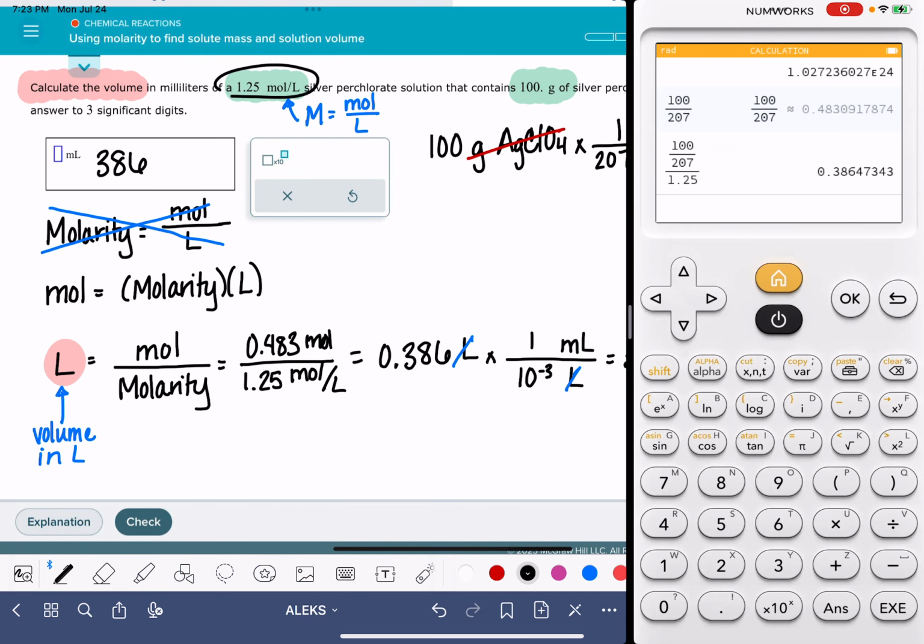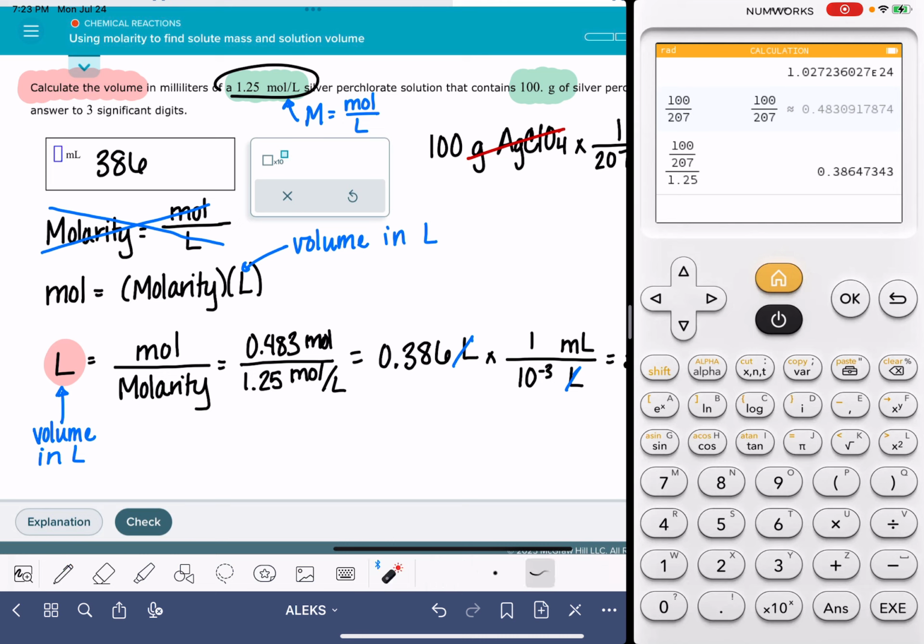Now for the other version of the problem, you're going to be using this equation right here. ALEKS is going to provide you with the molarity, and ALEKS is going to provide you with a volume. The volume might be in liters, but it might be in milliliters. Whatever the volume is, you need to make sure that you get that volume converted into liters. So the volume in liters.